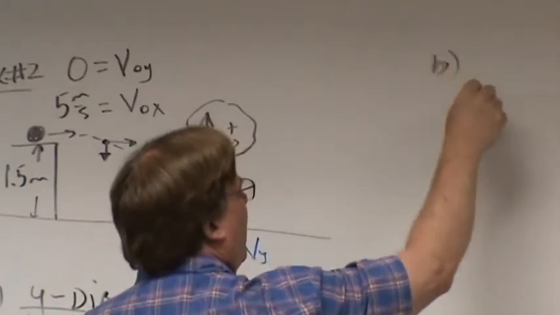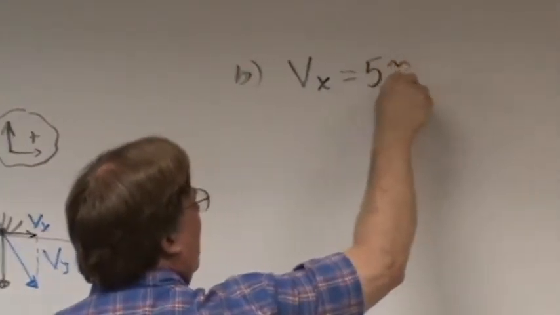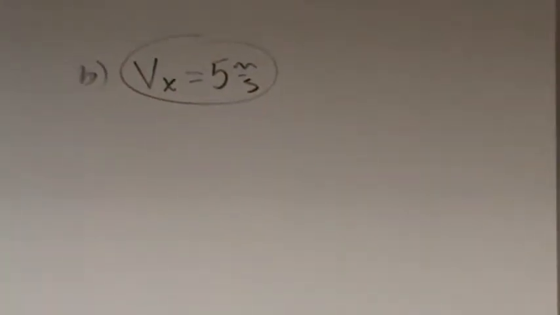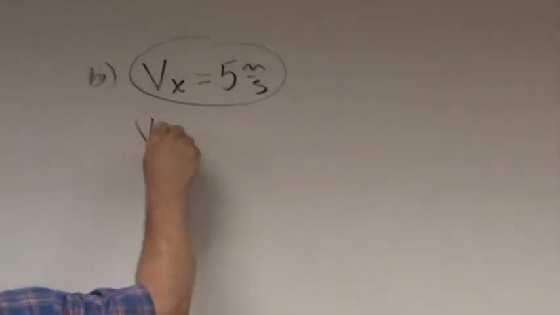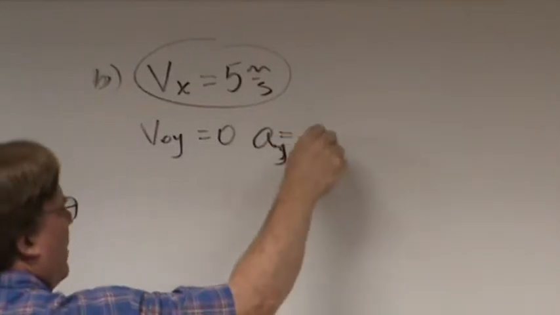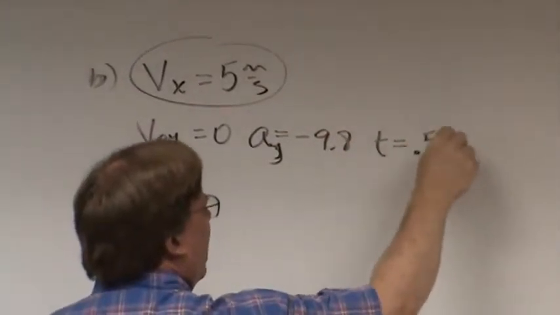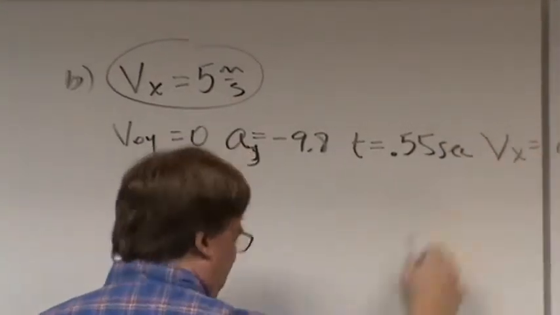And here comes part B. The final velocity in the x direction is 5 meters per second. That's easy. So let's go ahead and get the final velocity in the y direction. Well, you know the initial velocity in the y direction is 0. You know the acceleration in the y direction is negative 9.8. You know the time it took to fall, 0.55 seconds. And you're going to find the final velocity in the y direction.